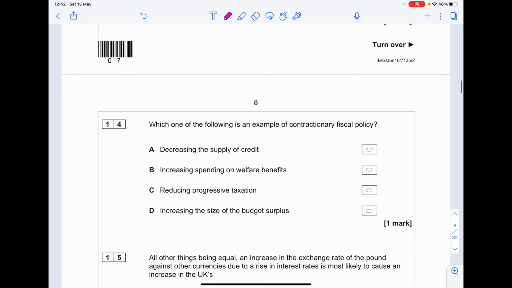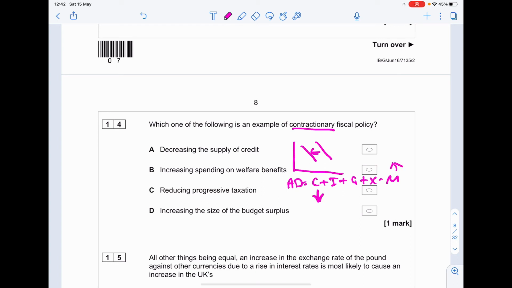At number 14, contractionary fiscal policy. Well, contractionary fiscal policy is fiscal policy which shifts your aggregate demand to the left. So it's something that causes one of these things to fall or imports to rise. So one of these main points needs to fall or imports need to increase to shift aggregate demand to the left. So if we have a look at our options, decreasing the supply of credit, that probably wouldn't make a huge amount of difference. Increasing spending on welfare benefits, well, that's going to shift aggregate demand to the right.